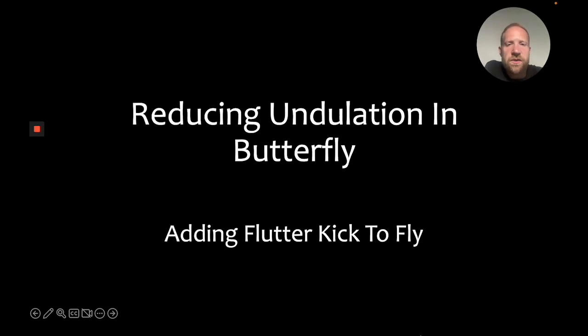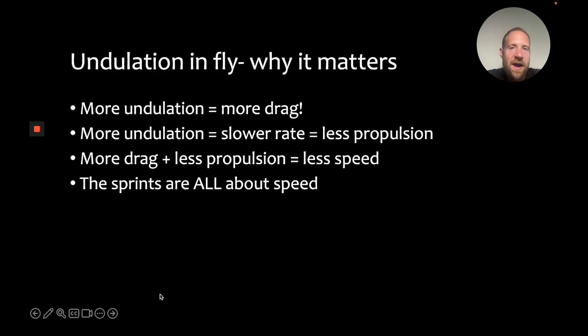In this skill, we are going to focus on reducing undulation in butterfly, and the way we're going to do that is by adding flutter kick to fly. So why does undulation matter in fly?